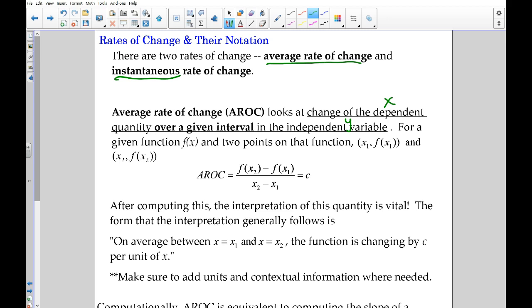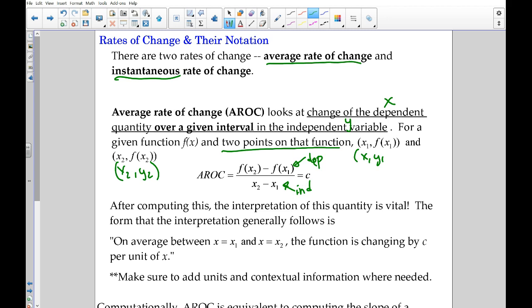And so when we compute it, we require two points on the function, x1, y1, and x2, y2. Then the average rate of change, I'll use AROC, is computed by the change of the dependent quantity in the numerator, and then the denominator is the change of the independent quantity. Sometimes you may have time, you may have other things going on.